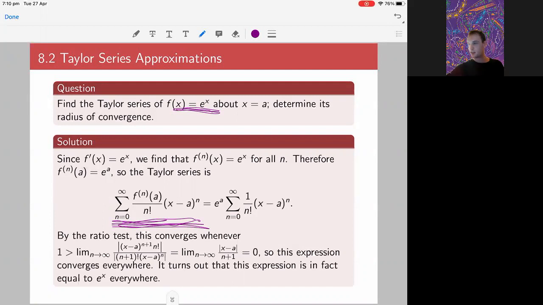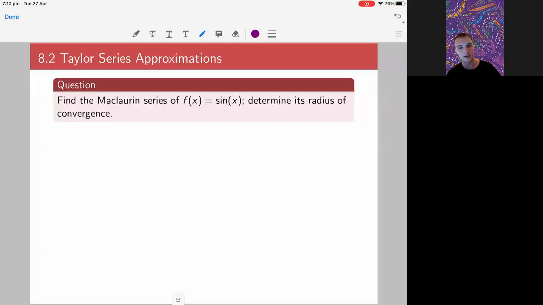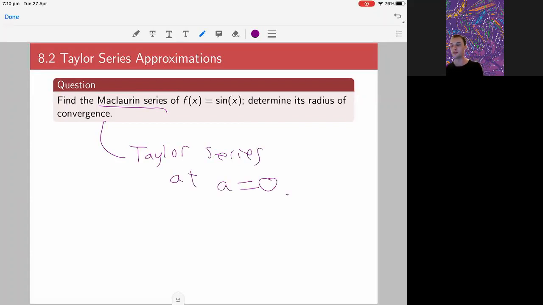All right, so that was the exponential function. There are some other obvious ones we can look at. The sine function. In fact, let's make this even easier, and let's just have a look at the Maclaurin series of the function f of x. So remember, Maclaurin means Taylor series centered at a equals 0. Also need you to determine its radius of convergence.